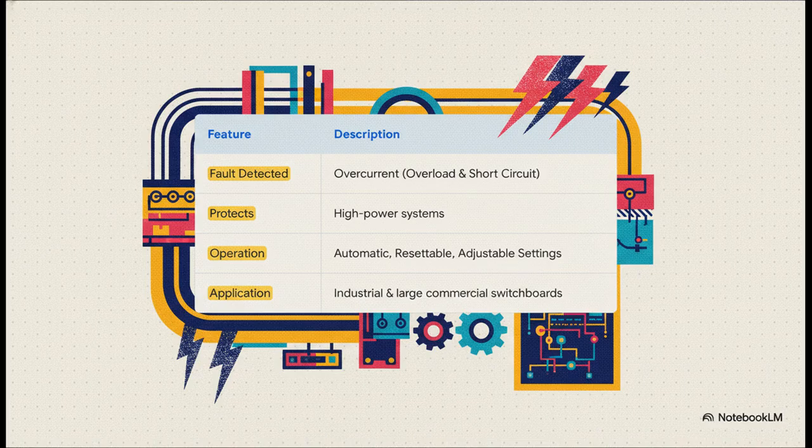One of the key features that really sets it apart is its adjustable trip settings. Now, this is absolutely critical in industrial settings because it lets you perfectly match the protection to, say, a specific motor startup current or coordinate with other breakers downstream. That way, only the breaker closest to a fault actually trips.